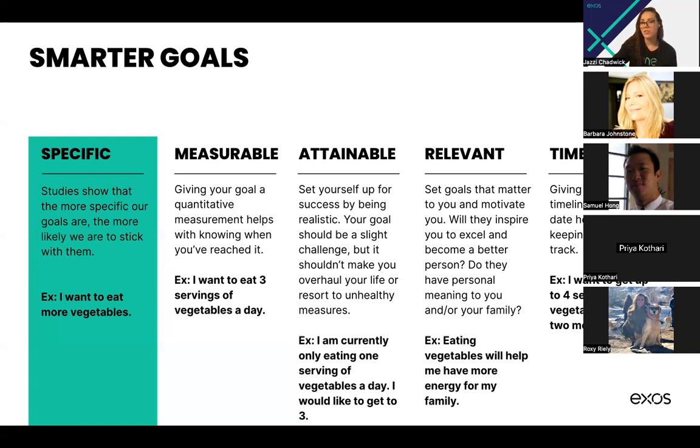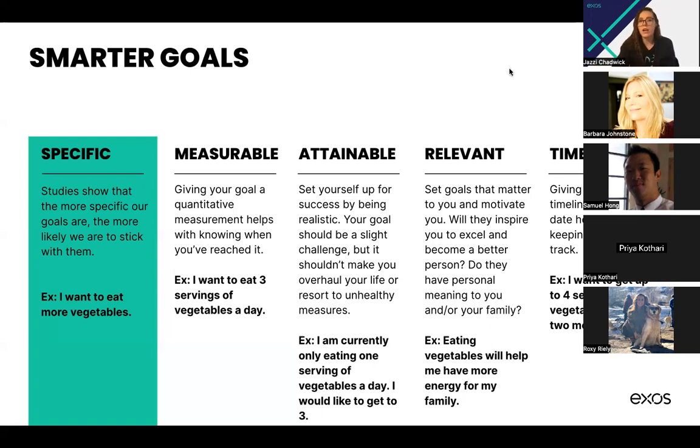So again, an example of this would be, eating more vegetables is going to help me have more energy for my family at the end of the day, right? So having that relevant aspect of it reminds you, okay, yes, I want to be better for my family, so having more energy will help with that.